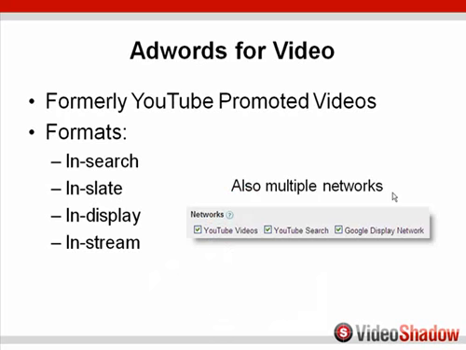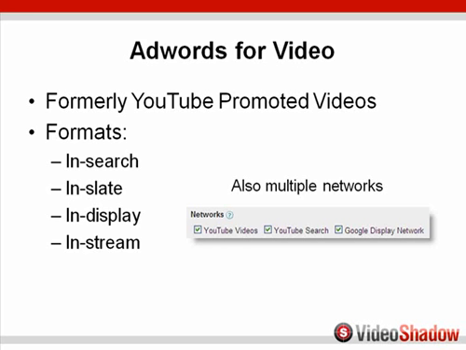This is now called AdWords for video. It was formerly known as YouTube promoted videos. There's a couple other big changes that happen here too. All the formats have changed. We're talking in search now, in Slate, in display, in stream, and they're available across multiple networks. Now before, it was hard for you to filter out the Google display network, but now it gets a lot easier. So you can target YouTube videos, YouTube search, and eliminate or split test the Google network.